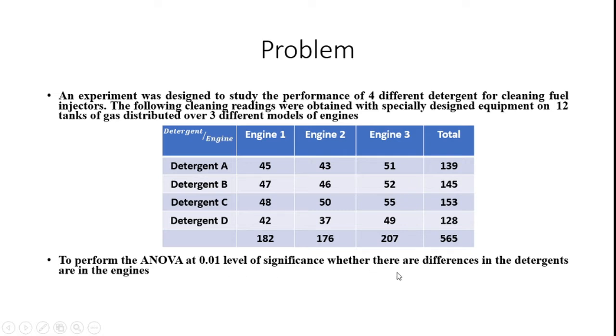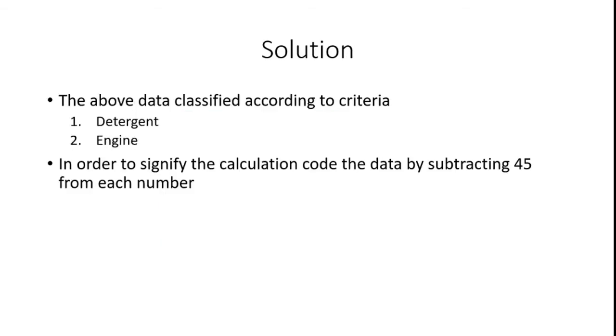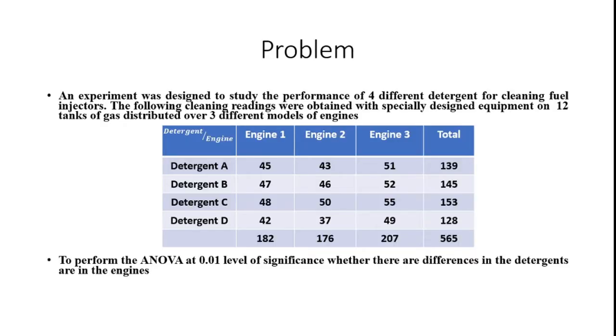Whether there are differences in the detergents or in the engines, I have to identify what difference the detergents make on the engines' cleaning performance. This is the objective of solving this problem. How can we solve this problem with the aid of ANOVA? Let's see the solution. The above data is classified according to two criteria: number one, detergent, number two, engine.